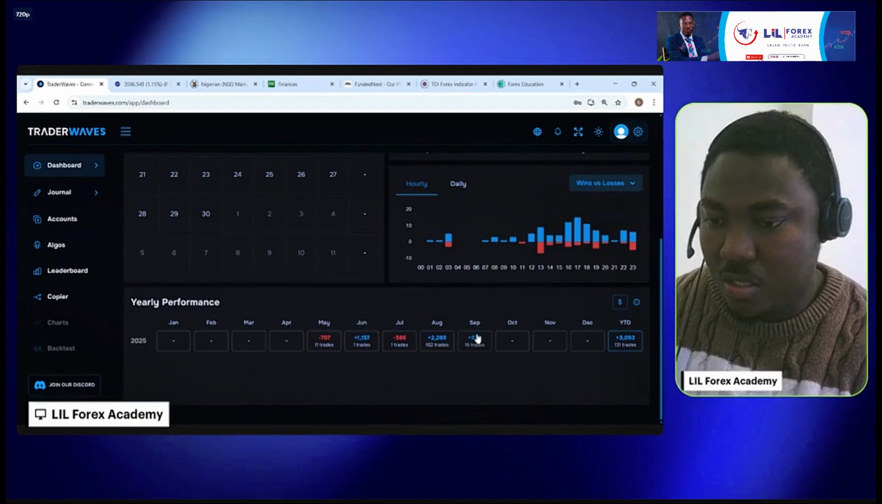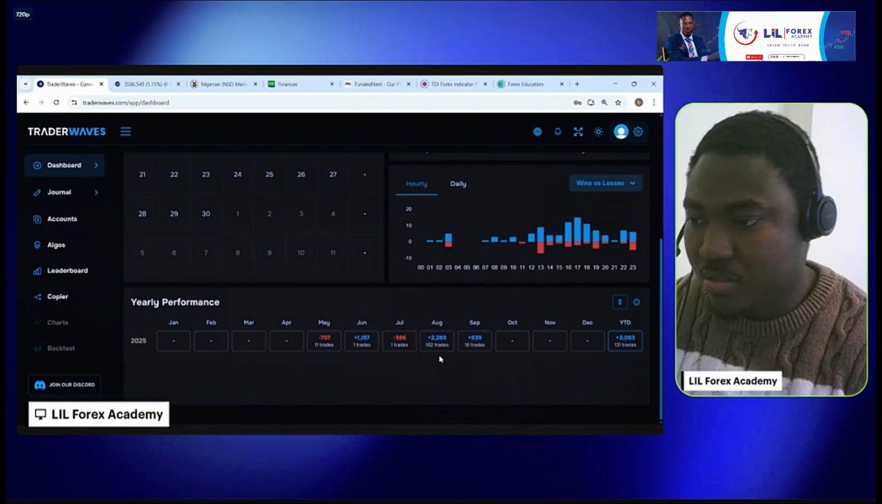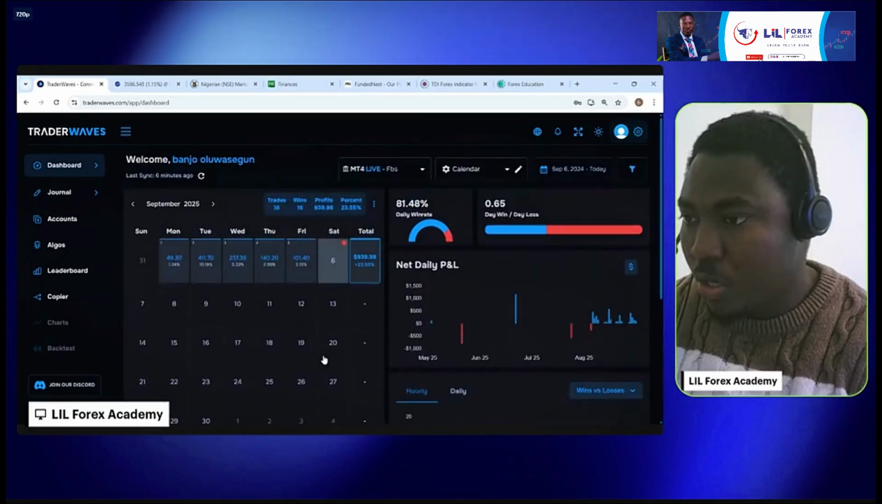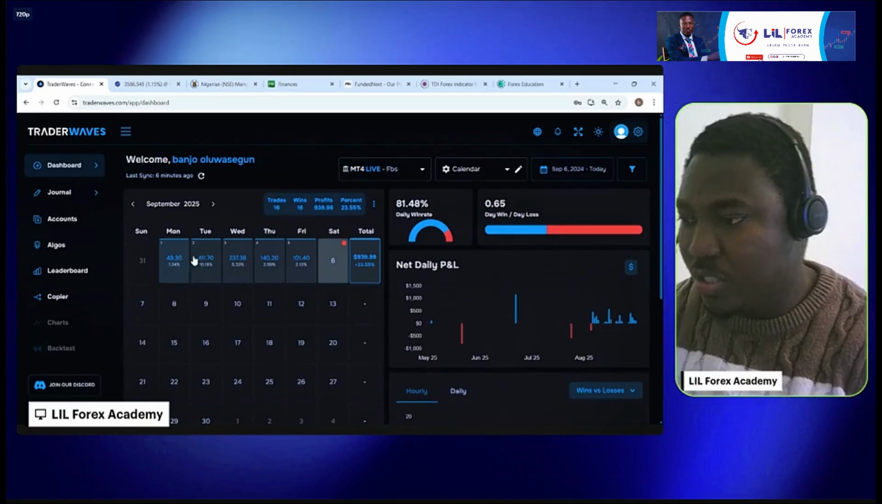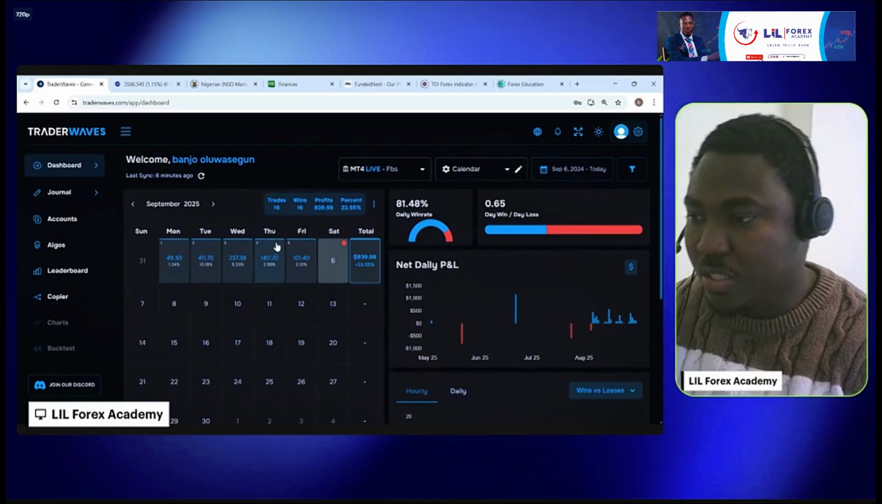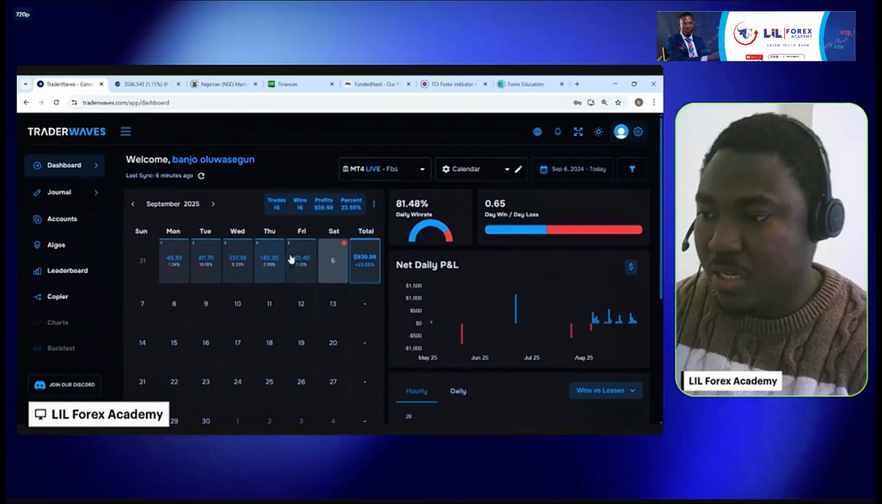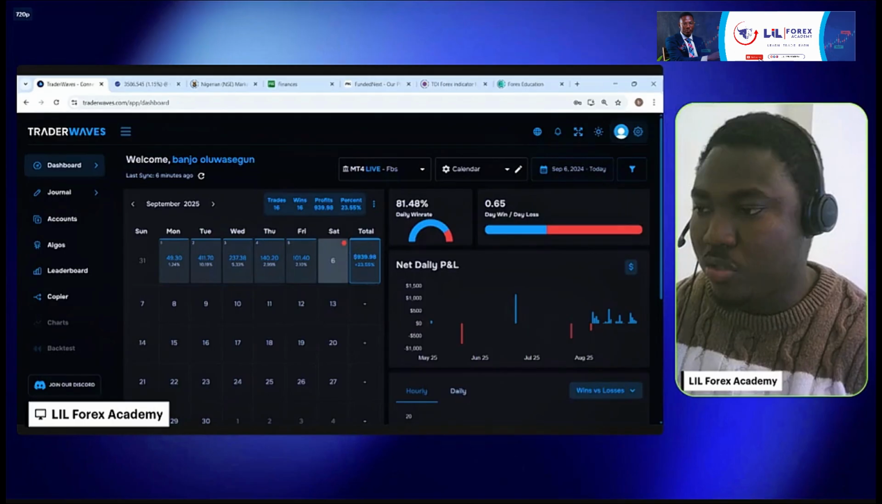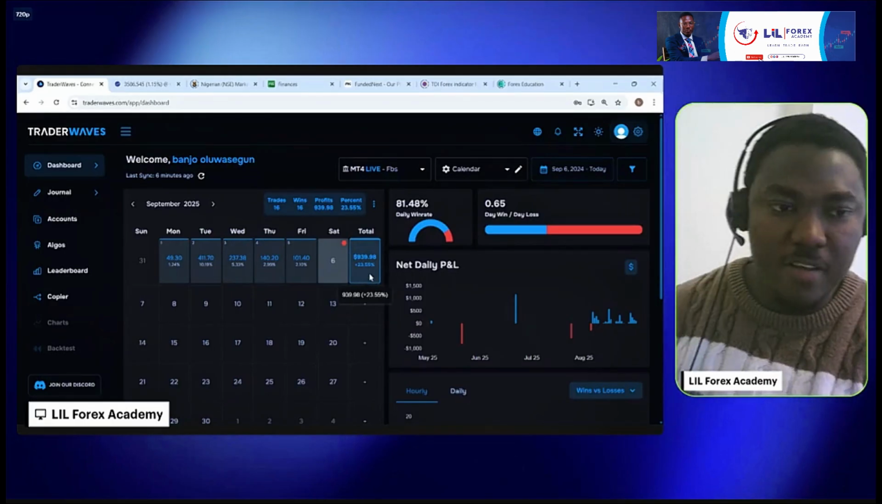And September, so I'm just starting over again. All right, so what we can see here is that on September 1st, I made 1.24%. On Tuesday, I made 10%. On Wednesday, I made 5.3%. On Thursday, I made 2.99%. On Friday, I made 2.10%. And total for the week, I made about 23.55%.